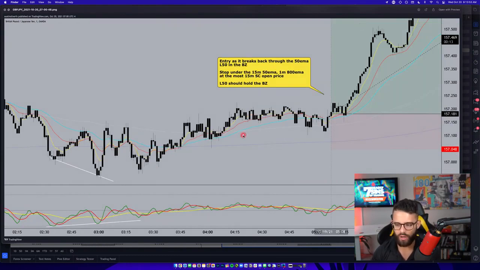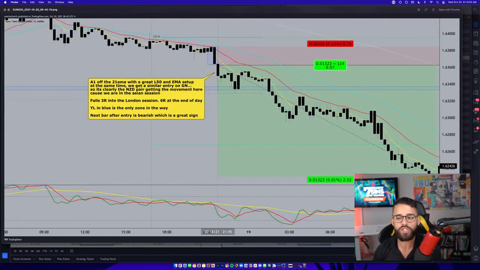Divergence here, higher lows, higher highs, 50 EMA retest, market sentiment line in the buy zone. Market sentiment should hold the buy zone, and that's exactly what it does. Picks up very quickly. These should be pain-free, especially if you're waiting for that shift in the proper direction. They should be 100% pain-free.